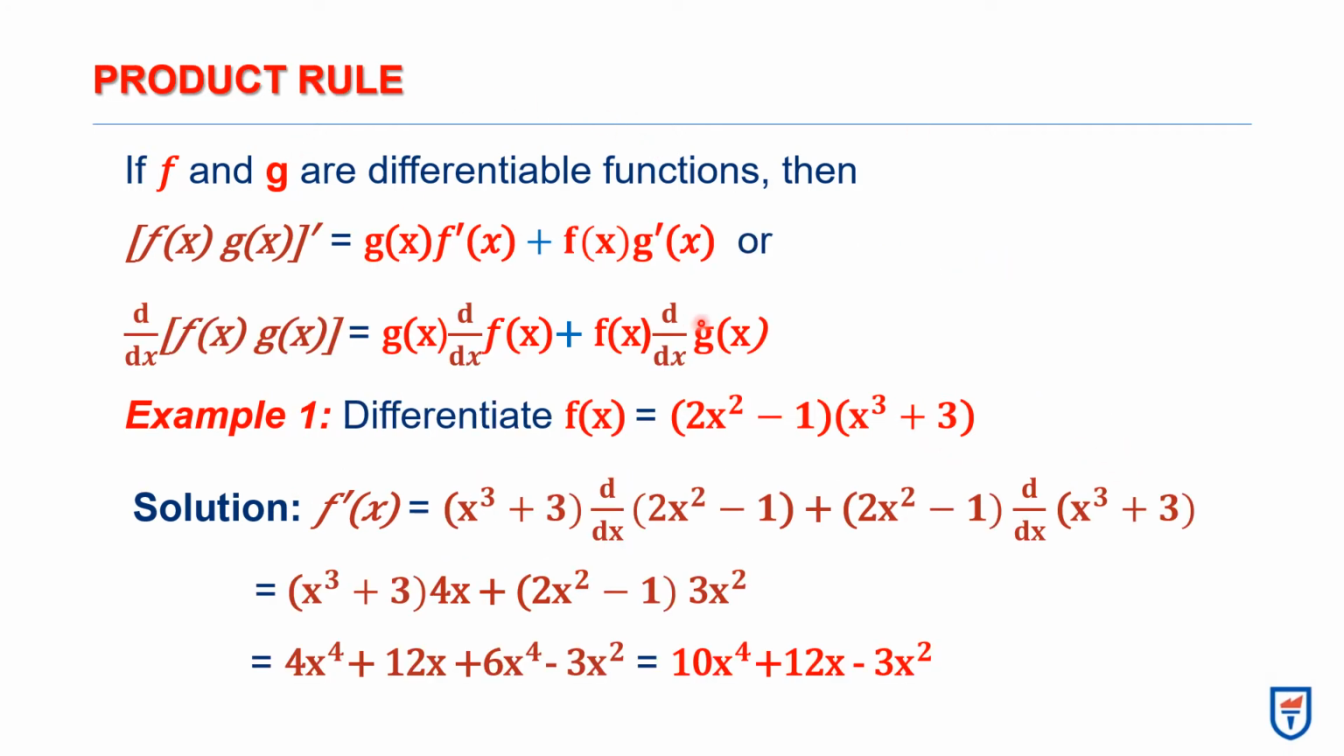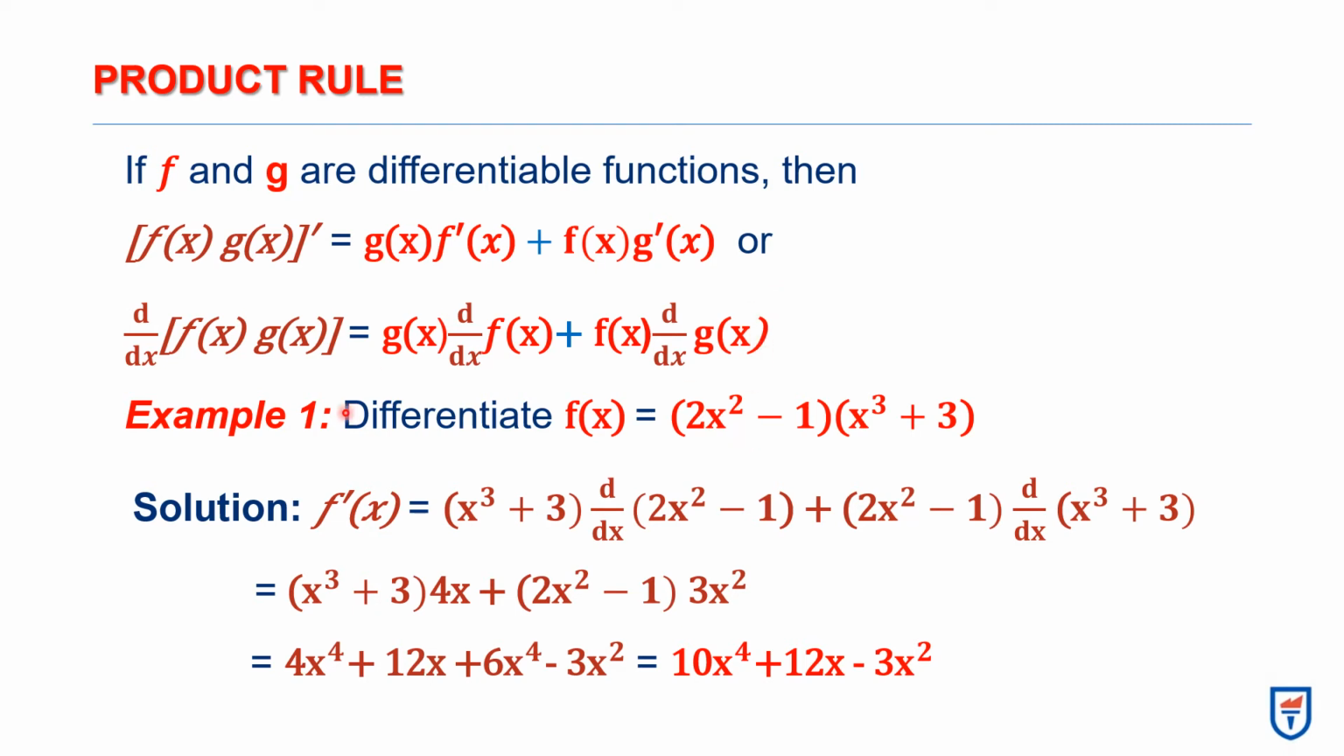Let's now look at another differentiation rule, which is the product rule, which states that if function f and function g are differentiable functions, then the derivative of f(x) times g(x) is equal to g(x) times the derivative of f(x) plus f(x) times the derivative of g(x). Or we can write it in another notation: d/dx of f(x) times g(x) is equal to the function g(x) times the differentiation of function f(x) plus the function f(x) times the differentiation of the function g(x).